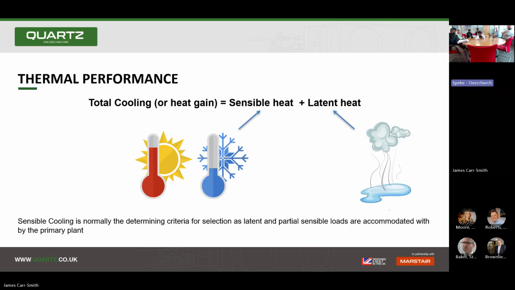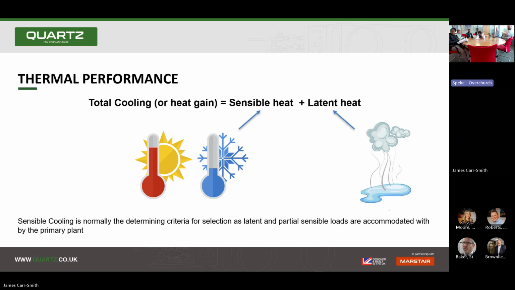Then we move on to thermal performance, and we've got total cooling or heat gain, as we call it, and sensible and latent. Most times when we're selecting product, because there's usually an air handling unit taking account of most of the moisture in the building, the latent loads, we're normally working on what we call sensible. Sensible is the pure temperature control of the air. We're not talking about controlling humidity and moisture levels, purely temperature. But total is a combination of the two.